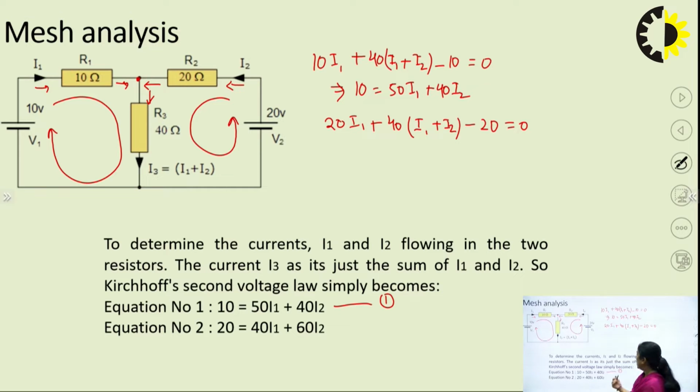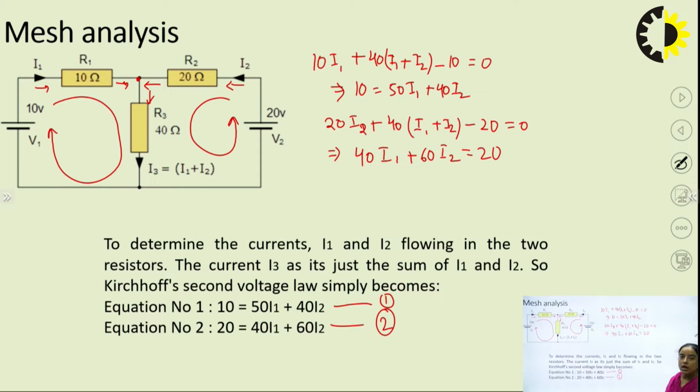After simplifying this, we will have 20 I2 plus 40 I1 plus I2. This is 20 I2 because 20 is the resistance and I2 is the current through it. So what is the simple equation? That is 40 I1 plus 60 I2 equal to 20. This is the second equation written over here, 40 I1 plus 60 I2 equal to 20.